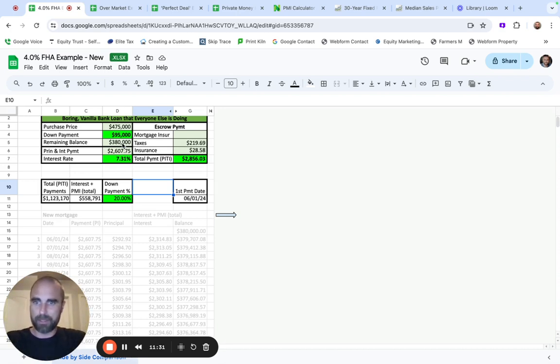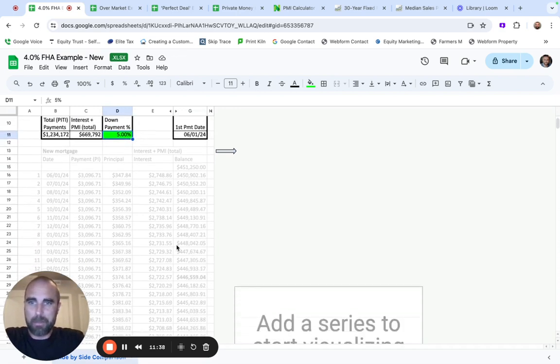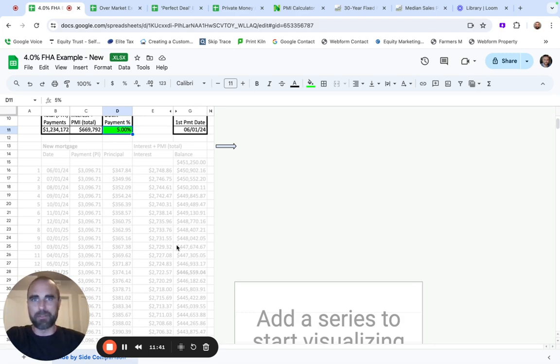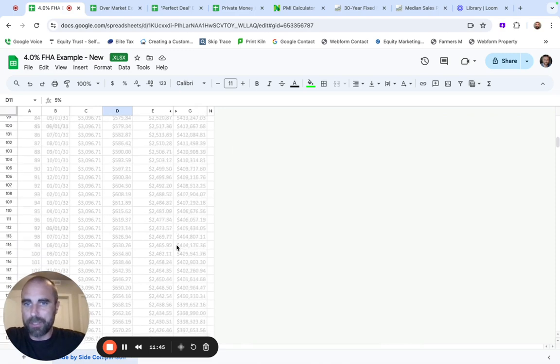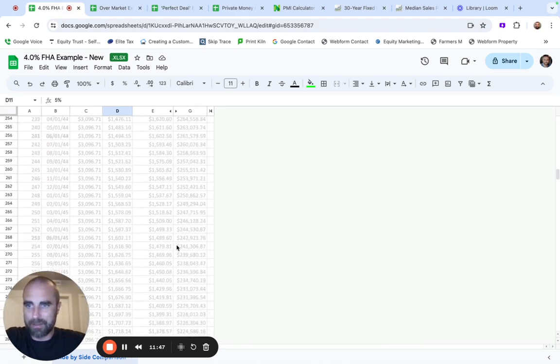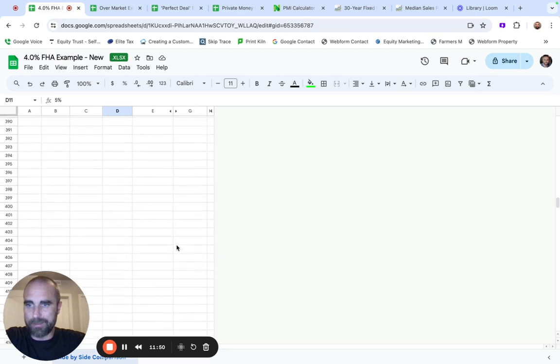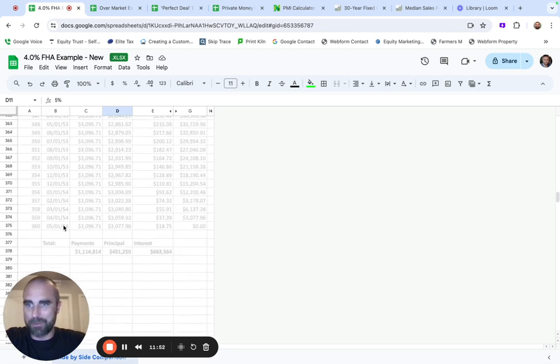But let's go back to 5% for just a moment here. All these numbers here are what is known as an amortization table. This goes for 30 years. This goes all the way down to 2054. And at the bottom here, we've created calculations to figure out the total amount paid over time.